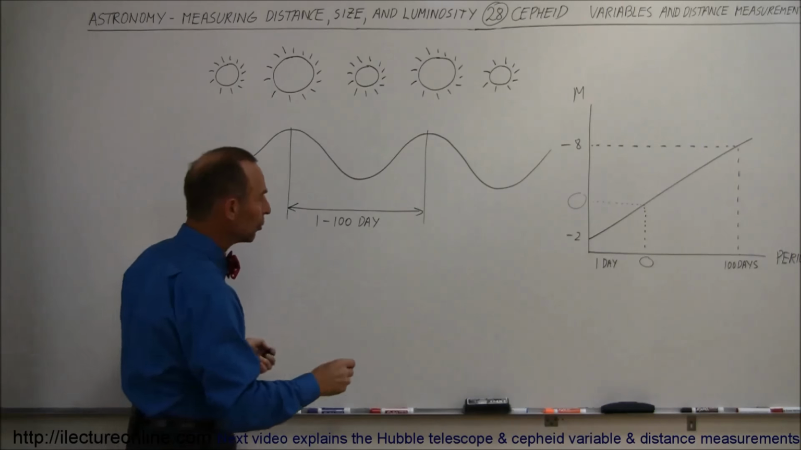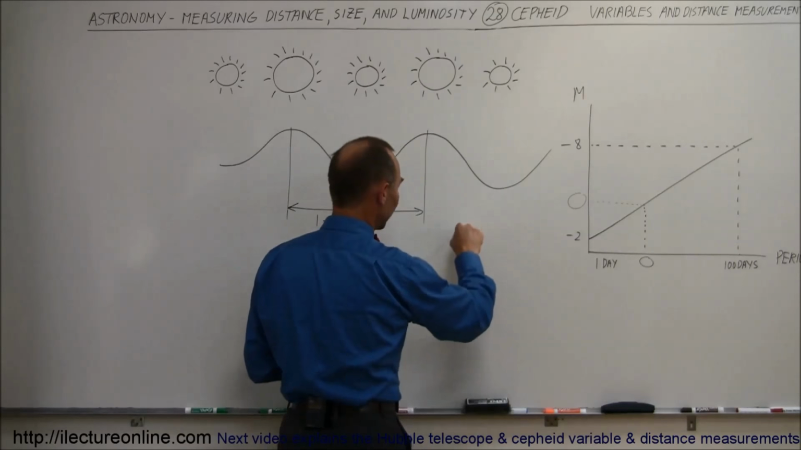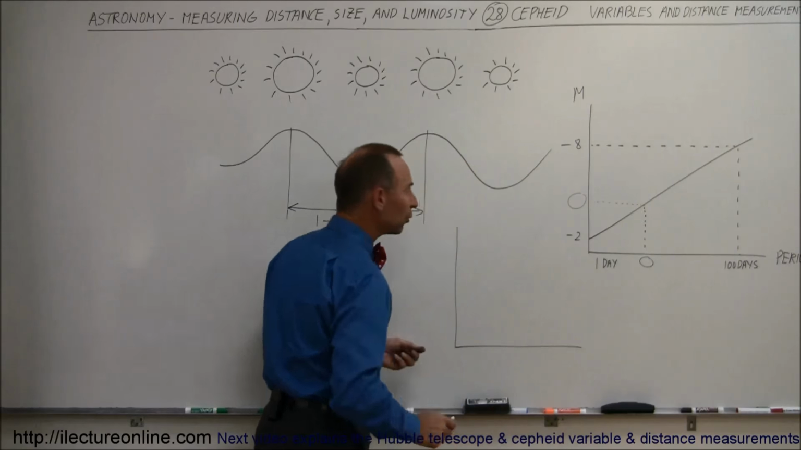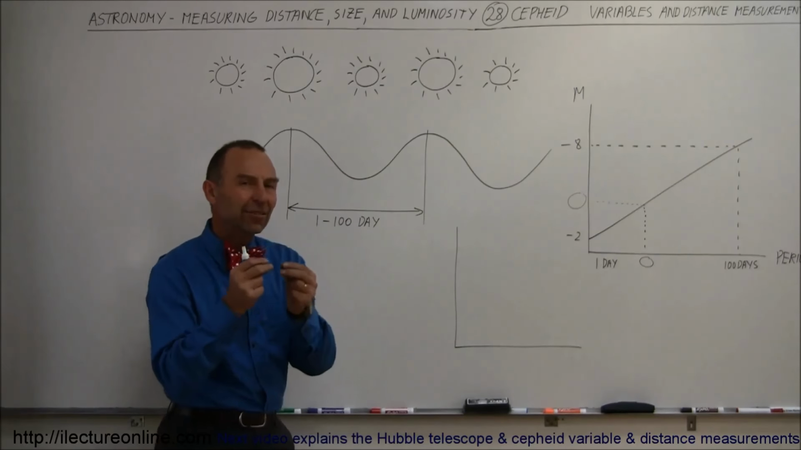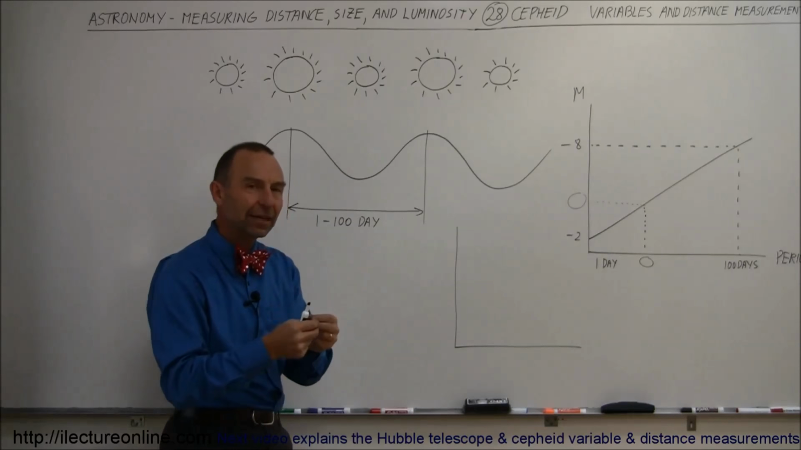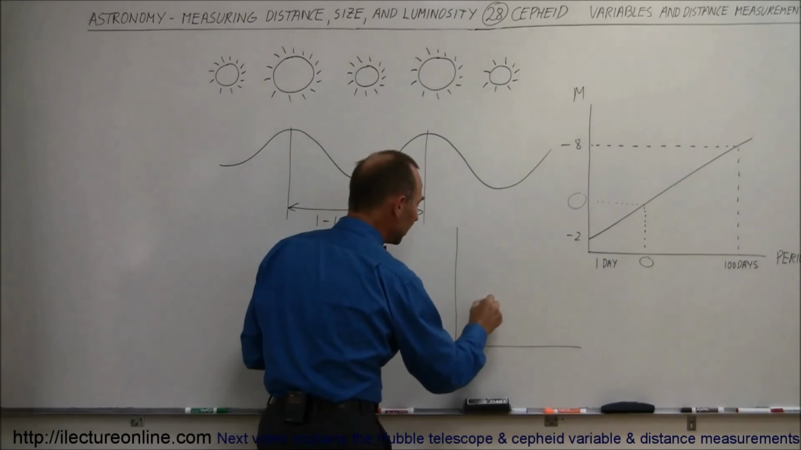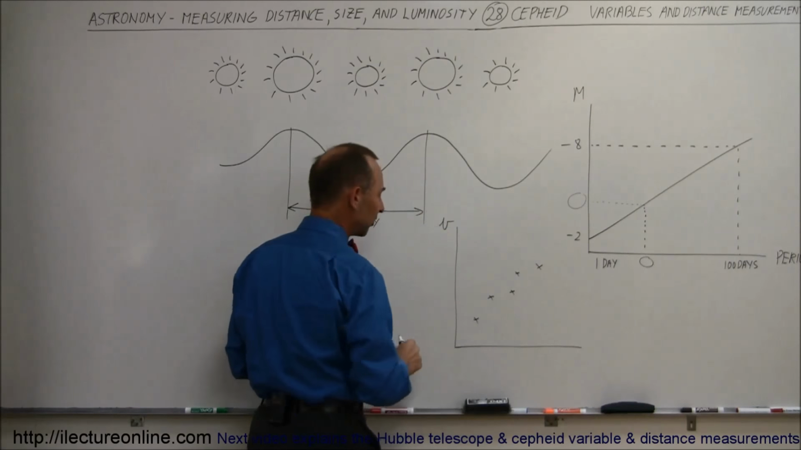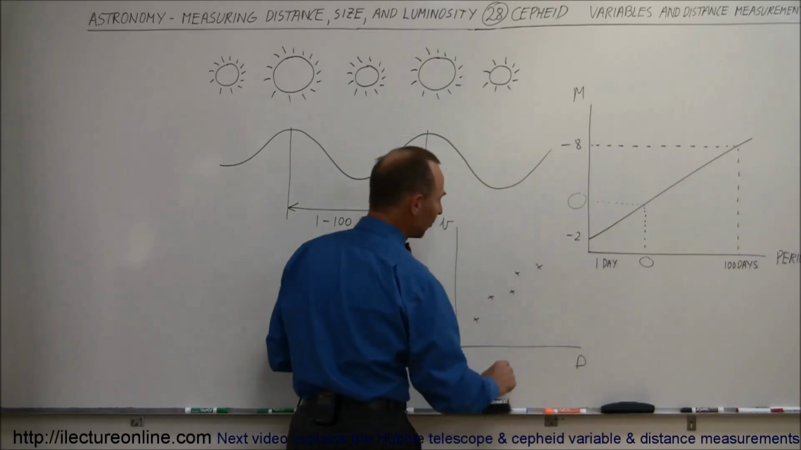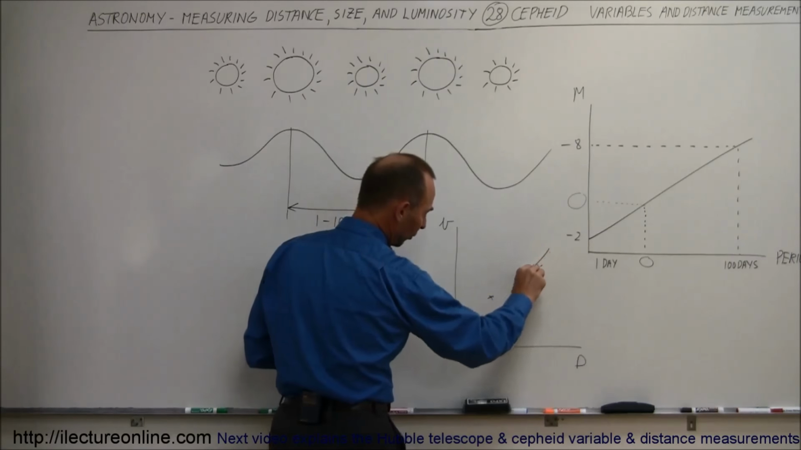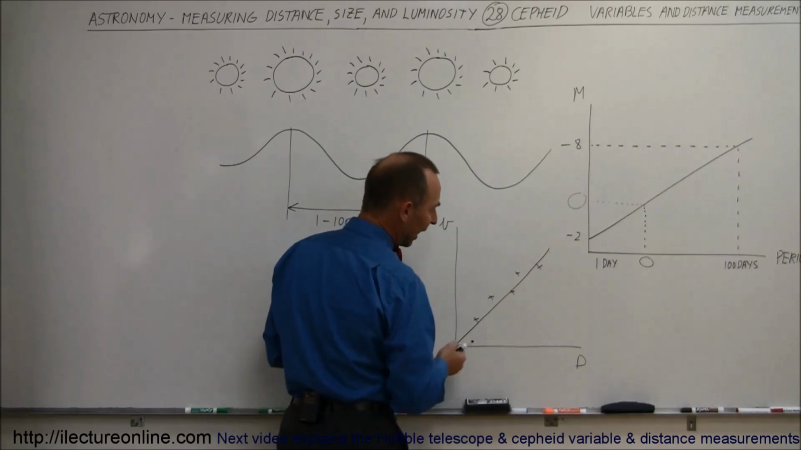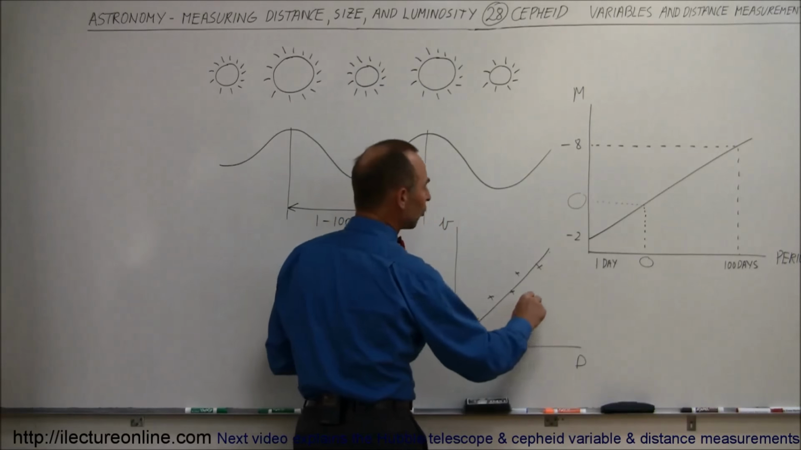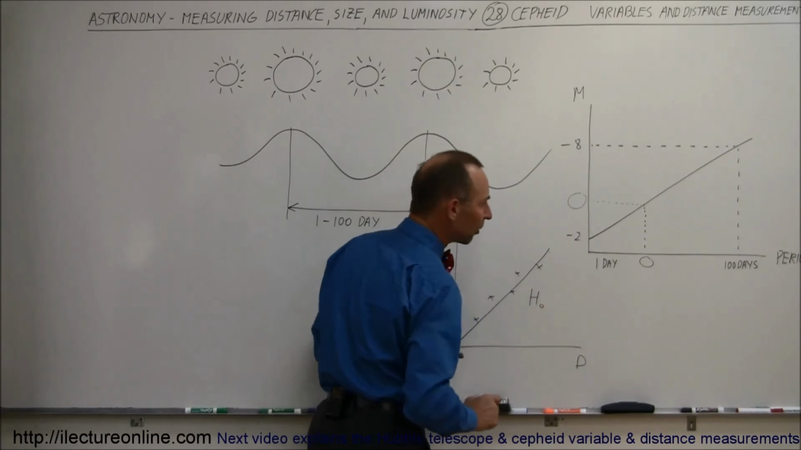So again, we're going to measure a whole bunch of Cepheid variables. We're going to therefore find the distance to the galaxies that they're in. We're going to note the recessional velocity of these galaxies. So on the vertical axis we have velocity, on the horizontal axis we have distance. We then connect those with the best fit line, and then we measure the slope of that line, and the slope of the line will be equal to the Hubble constant.